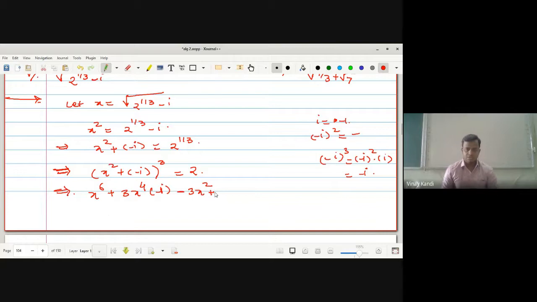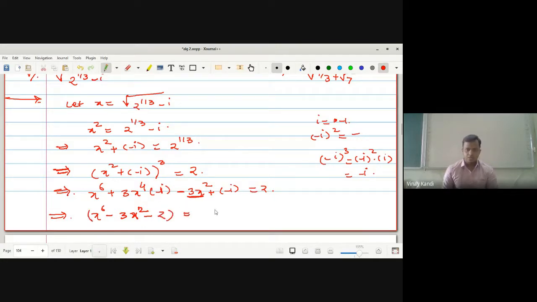Okay, so this one is plus b cube. This one is minus i, which is equal to 2. So this implies x raised to 6 minus 3x square, and this one is minus 2. Take towards the left hand side.